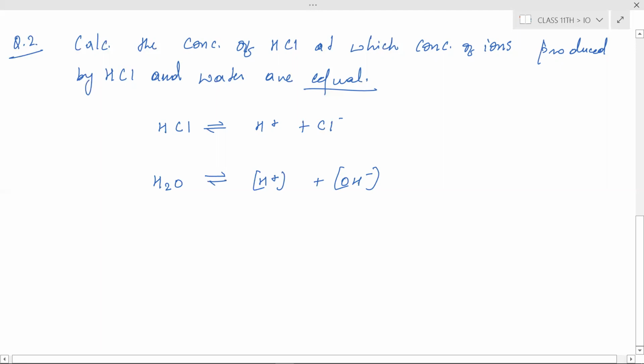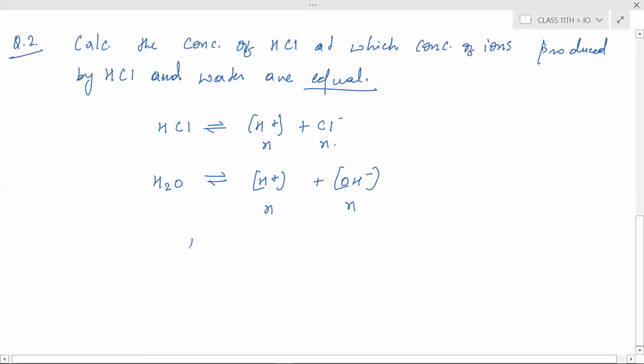Now we have to calculate the concentration of HCl at which the concentration of ions produced by HCl and water are equal. So what it is saying is that whatever H plus ions are produced by H2O, the same number of H plus ions are produced by HCl also. So let us consider that X amount of H plus ions are produced by HCl. X is produced, and X of Cl negative also will be there. And H2O is getting dissociated, producing X concentration of H plus and X concentration of OH negative. Got it? Now we have to calculate what amount of HCl is produced. If it is 100% dissociated, then the concentration of H plus ions will be equal to the concentration of Cl negative ions.